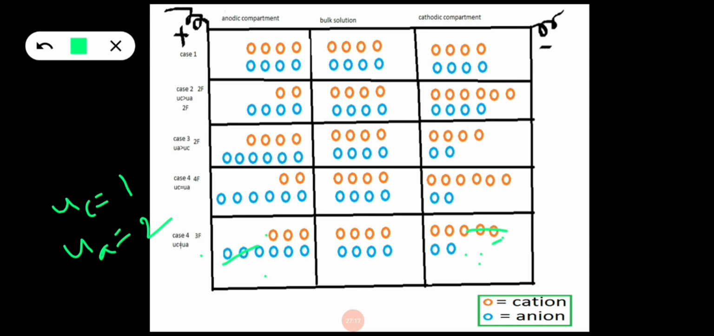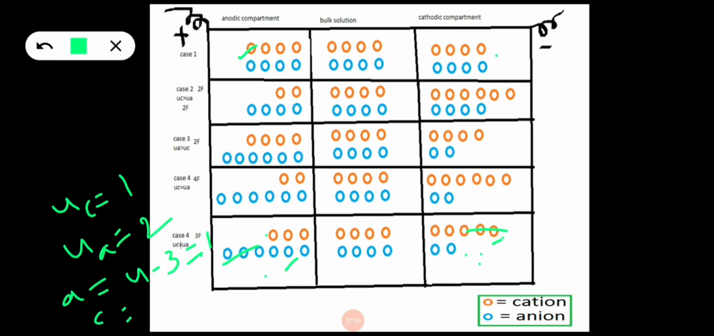Now let us see the change in the concentration in the anodic compartment. The concentration is initially 4 but it changed to 3. So in the anodic compartment the change in the concentration is 4 minus 3, which equals 1. In the cathodic compartment the change in the concentration is 4 minus 2.